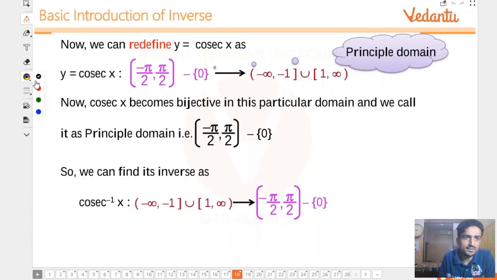Important point is the principal domain. Now, this is the principal domain of cosecant. Okay, Nyantra. Minus pi by 2 except 0, and this is a close bracket.